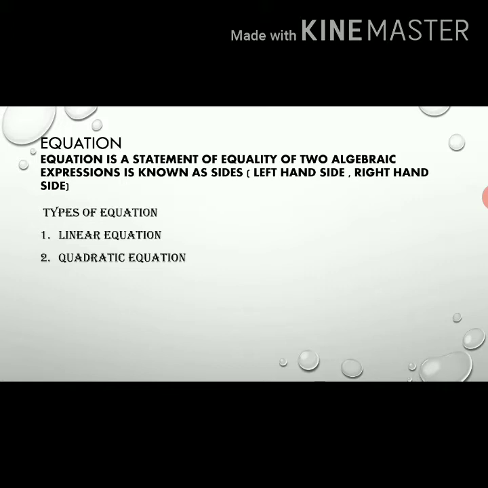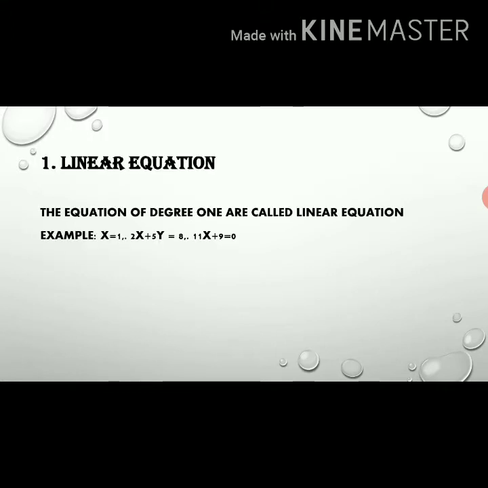Now, in types of equation, we can observe that there are two types of equations. The first one is linear equation and the second is quadratic equation. First, let's understand the meaning of linear equation. A linear equation is nothing but an equation of degree 1. Let's see an example, because when people see the example, they can understand.